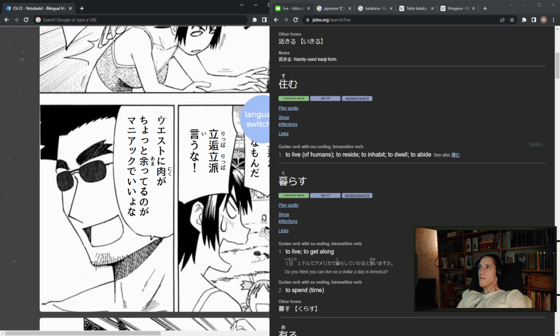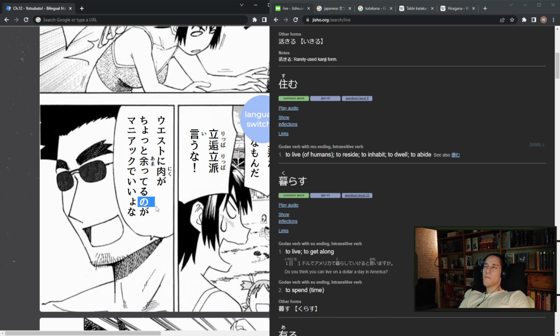Uesuto ni niku ga chotto amatteru. So a bit of meat remaining on the waist. No.